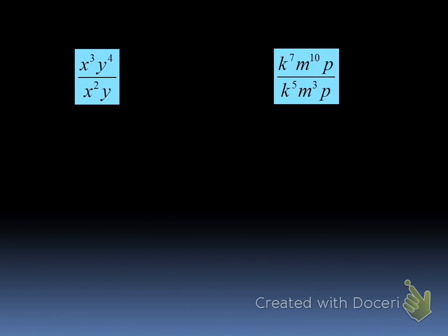Alright, so the next one we have x cubed y to the 4th over x squared y. We're going to subtract the exponents on x. So 3 minus 2 is going to give us what? 1. So we'll just have 1x. And then y to the 4th over y is going to give us y to the 3rd.